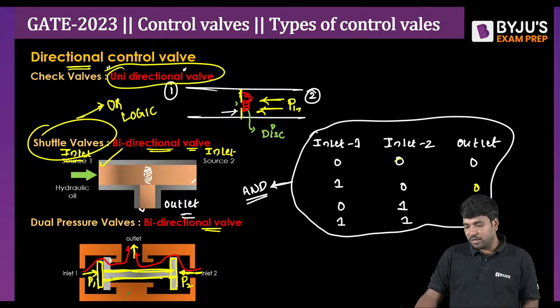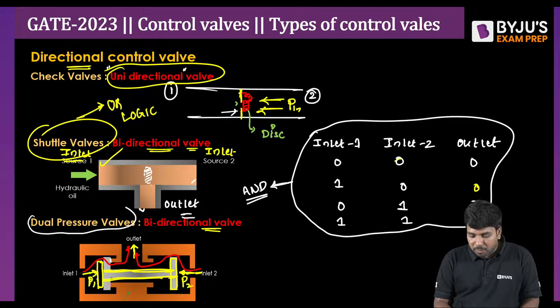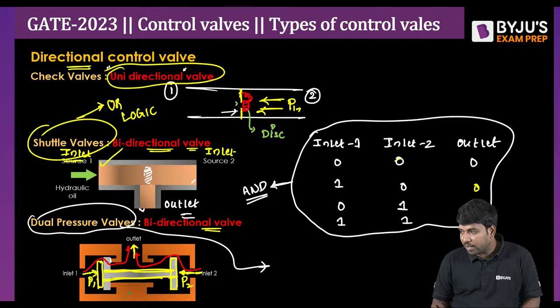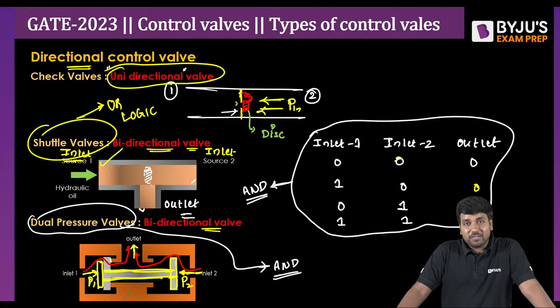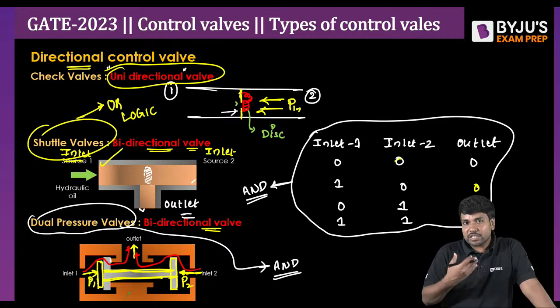Hope you understood this. So shuttle valve performs OR logic, and the dual pressure valve functions as an AND logic. So is it clear to all of you? Yes or no? So please answer me so that I will understand. Okay, so this is going to perform the AND logic. So easy, isn't it? That's why I say whenever you are studying any particular subject, if you keep your heart and soul in the subject, then the subject looks very easy and beautiful, right?